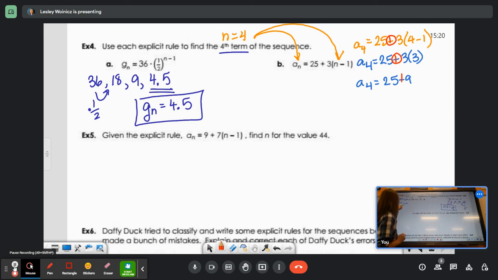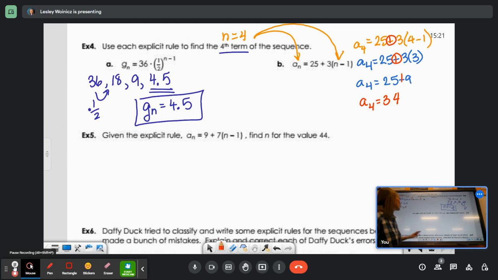34. Yeah, 34. So A sub 4 equals 34. Now, that might seem like more work, but let's say that I asked you for the 1,000th term. Would you want to make a table way out to 1,000 terms? No. Wouldn't it be easier just to plug in 1,000 and simplify really easy on your calculator? Just saying. Okay, do you want to practice making a table for this one really quick?